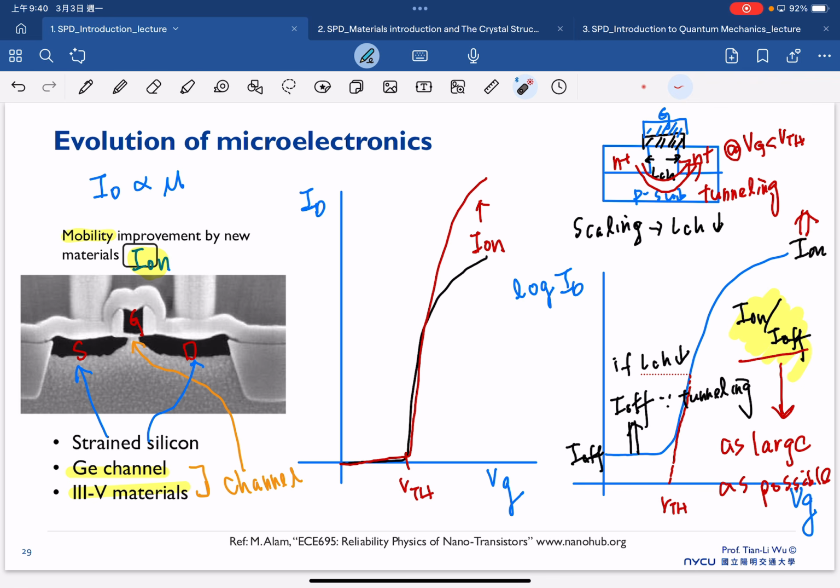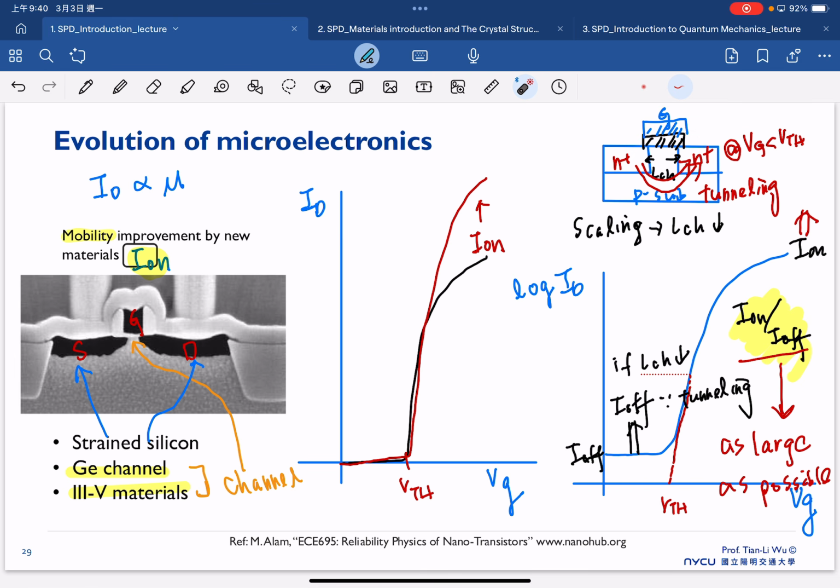But the problem is that if we try to scale our MOSFET, the first step for scaling is to reduce every dimension as much as we can. So we will reduce the channel length here. We will reduce this source region. We will reduce this drain region. We will also try to reduce the gate dielectric. So that's the general purpose of what we call scaling.